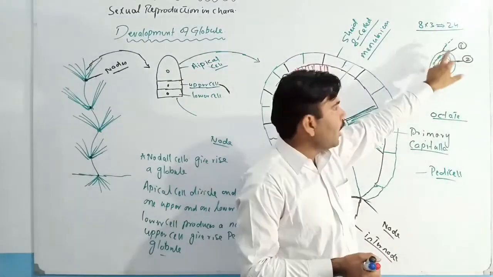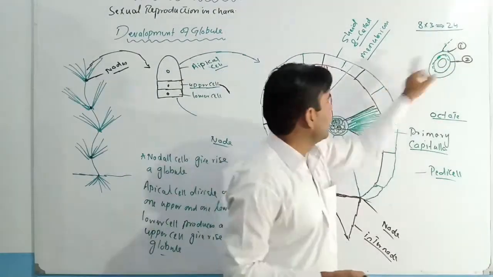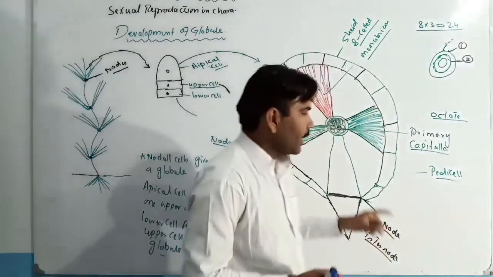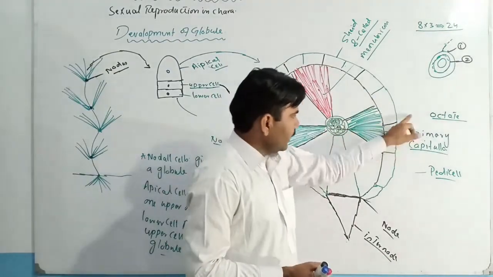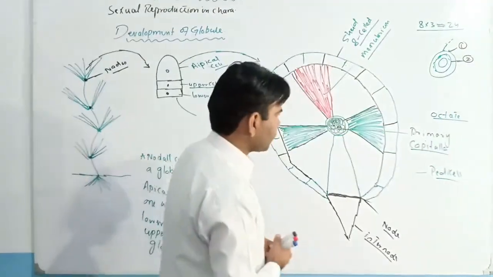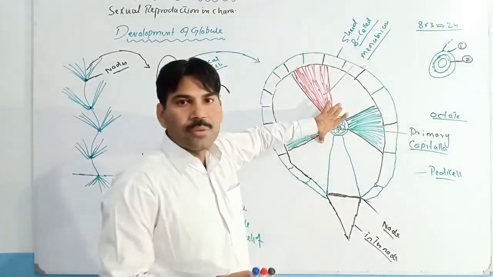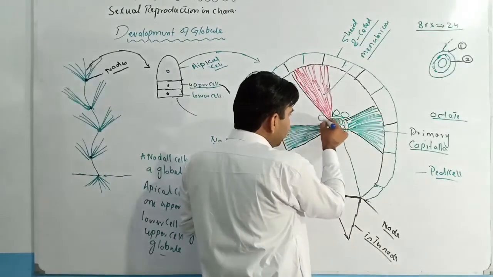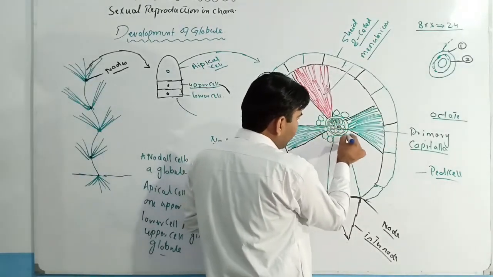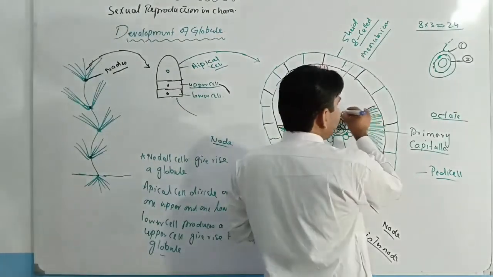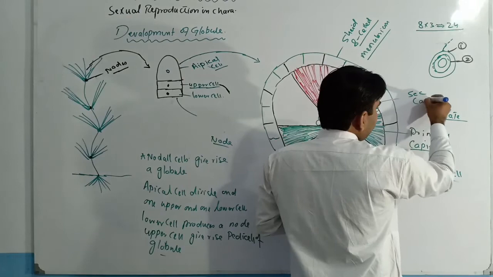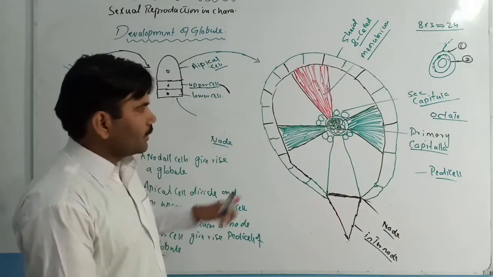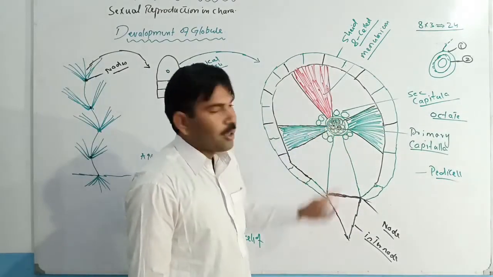So 3 layers are formed. The outer layer gives rise to the shield, the middle layer gives rise to structures known as manubrium, and the innermost layer will give rise to a structure known as primary capitula. And this primary capitula will divide many times and produce structures known as secondary capitula. These are secondary capitula, formed from the division of the primary capitula.